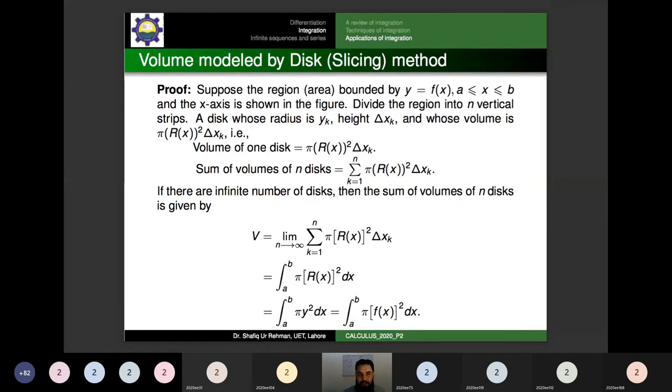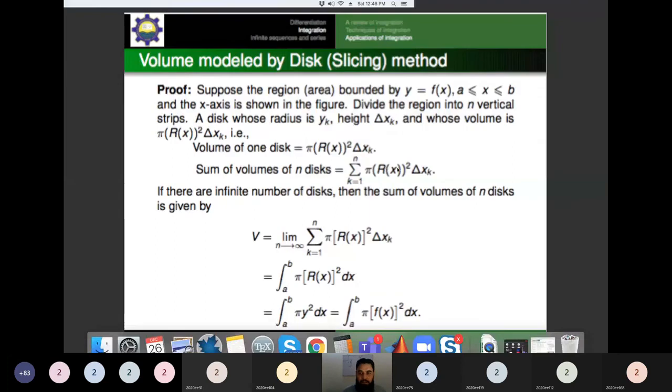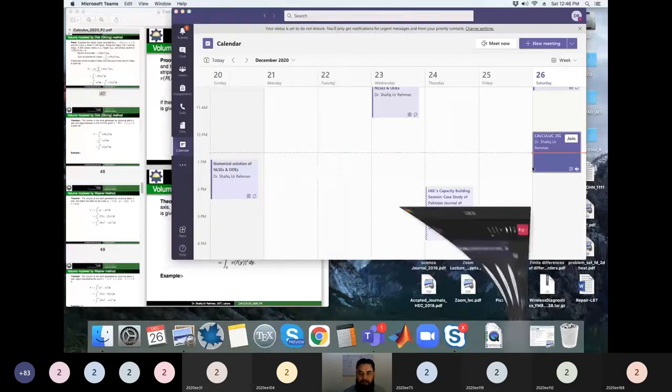Keep an eye on this again. If there is a disk, it means a solid thing. A circular object, but solid. There is no gap in between. So yk is the radius, or r of x, yk is equal to r of x. Then pi r squared, being the area, times one more dimension. What is this dimension? Height. So it will describe the volume of one disk, and then we move forward. Keep an eye on the geometry. We have to go to the sideways board.